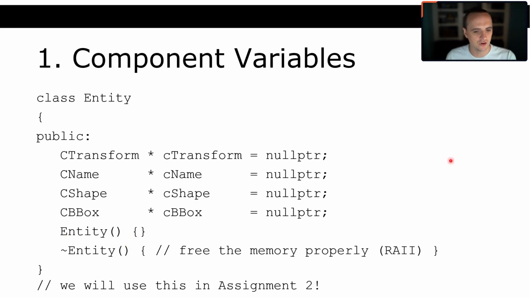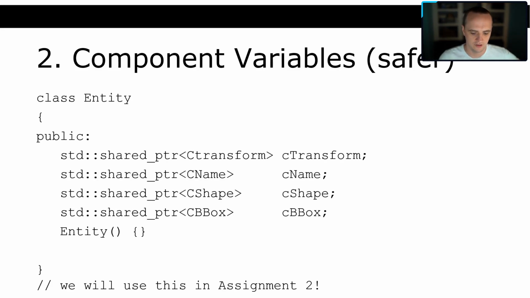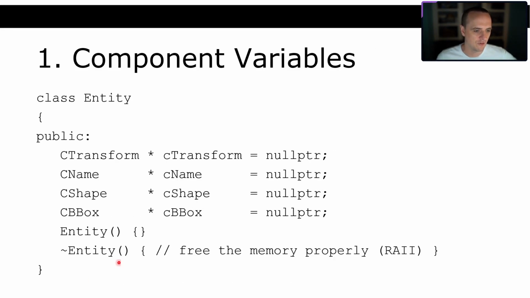But the kind of annoying thing here is that because we're storing raw pointers in this entity, we need to free the memory properly when we destruct this entity class. Okay. Let me make a change here. So I had a typo on that slide. Okay, so this is the simplest possible way to do it. However, the annoying thing about this is that we have to manage our memory properly, and we really don't want to have to worry about that.